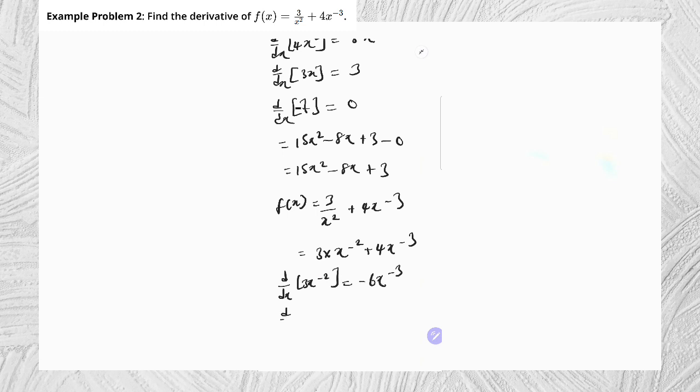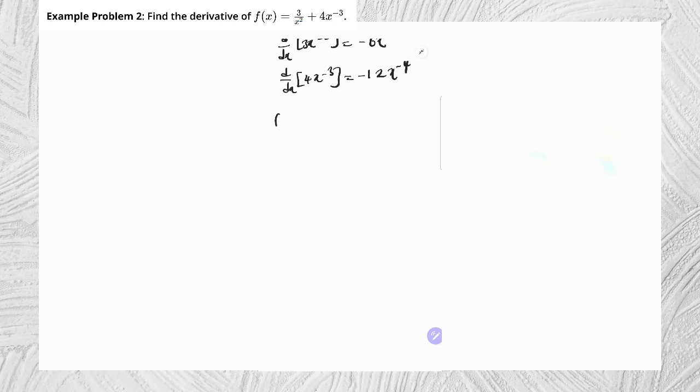Now once you apply the power rule, d dx of 3x raised to the power minus 2 will give you minus 2 times 3, which is minus 6x, and minus 2 minus 1, which is minus 3. So that's minus 6x raised to the power minus 3. Now d dx of 4x raised to the power minus 3 will be minus 3 times 4, which is minus 12x, and minus 3 minus 1, which is minus 4.